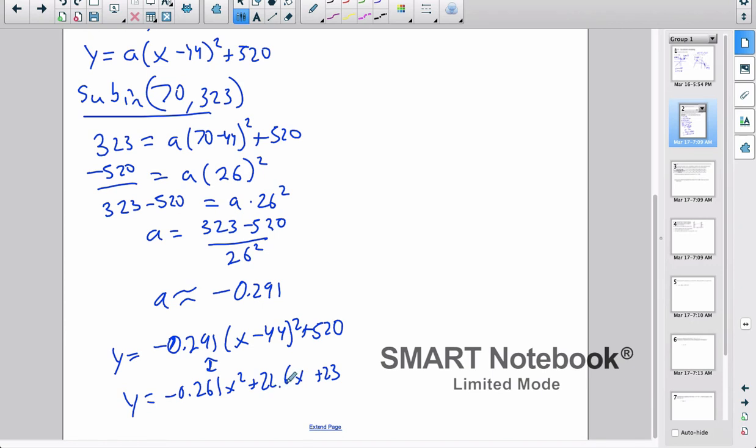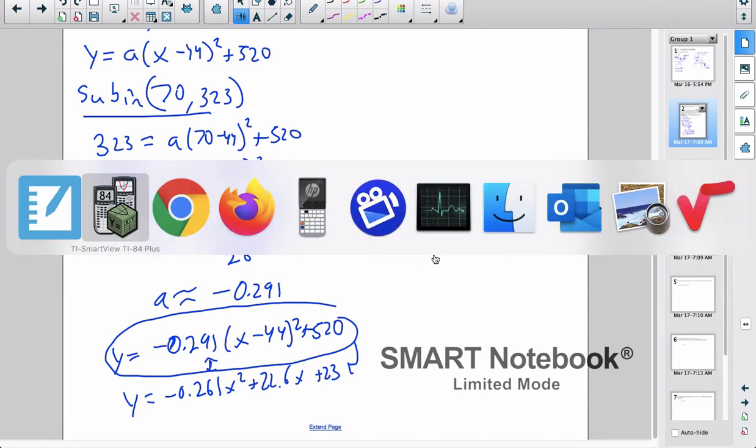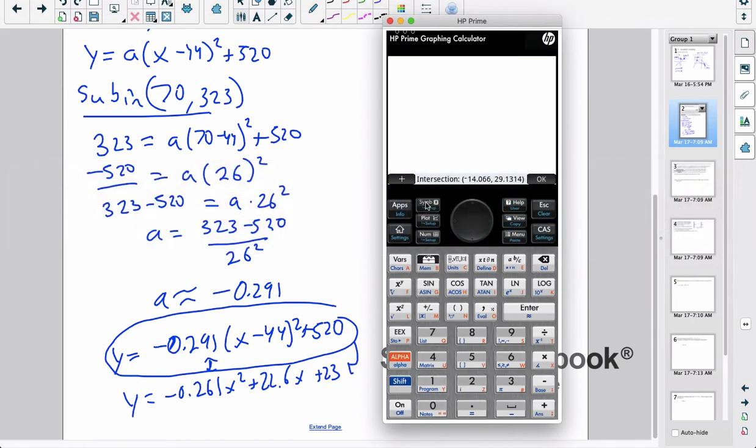And you could probably change this to vertex form, or you can change this one to standard form, and you can compare the model you calculated with the best fitting model generated by the calculator. Now I will show how to do it with the HP Prime.